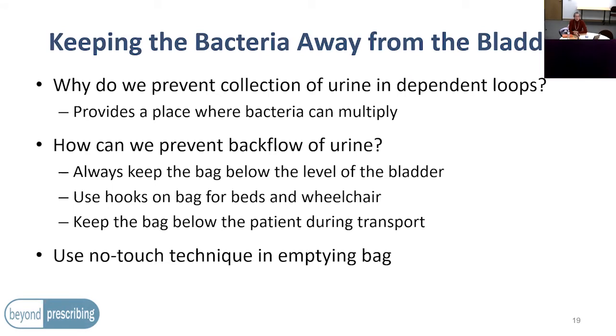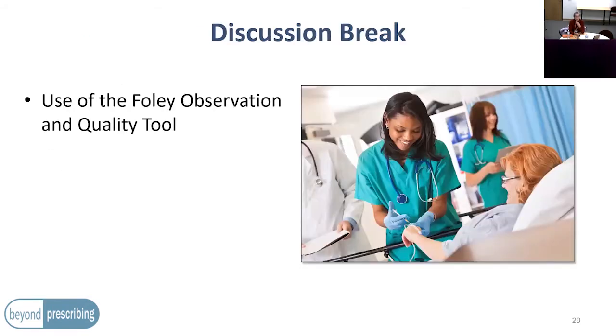Don't let the urine collect in the dependent loops. Keep the bag below the level of the bladder. Where are we going to hang the bag on the bed, in the wheelchair? How are we going to transport patients? Can we use a no-touch technique in emptying the bag? Are we taking the same urine container from bed to bed, or does each patient have their dedicated urine container? That's another important issue.